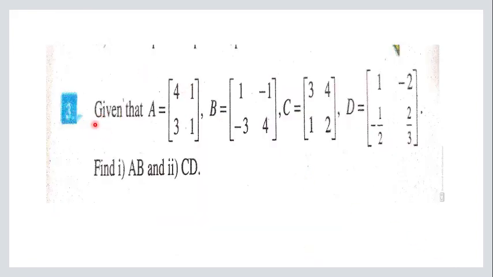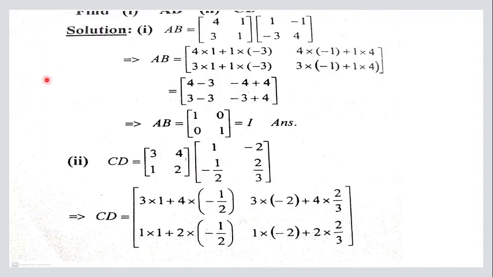Now question number 3. Given that matrix A is equal to [4 1; 3 1], B matrix is equal to [1 -1; -3 4], C matrix is this, and D is this. We need to find out AB. We will first multiply matrix A with B, and then we will find CD. So first of all, we are going to find AB. Matrix A is [4 1; 3 1], and then matrix B is [1 -1; -3 4].